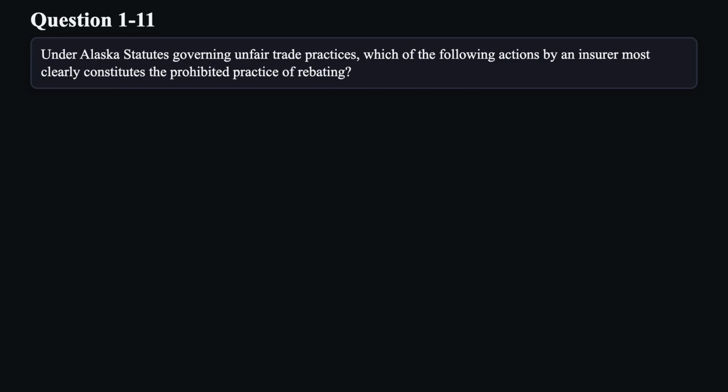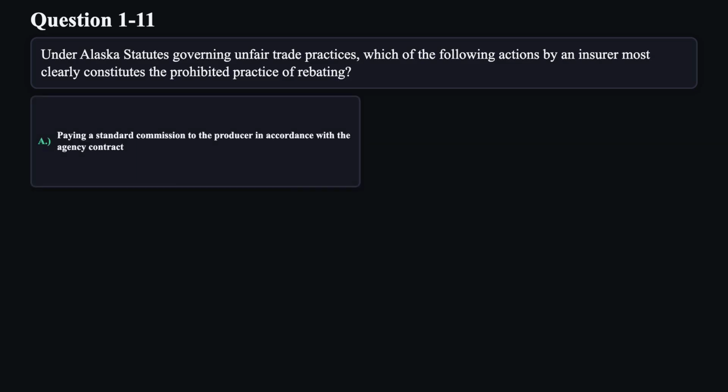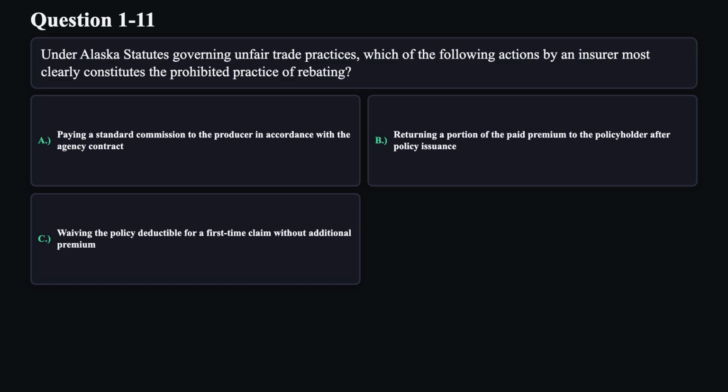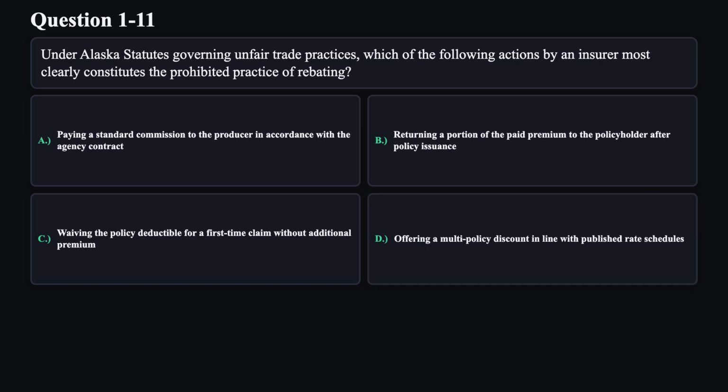Question 11. Under Alaska statutes governing unfair trade practices, which of the following actions by an insurer most clearly constitutes the prohibited practice of rebating? A. Paying a standard commission to the producer in accordance with the agency contract. B. Returning a portion of the paid premium to the policyholder after policy issuance. C. Waiving the policy deductible for a first-time claim without additional premium. D. Offering a multi-policy discount in line with published rate schedules.